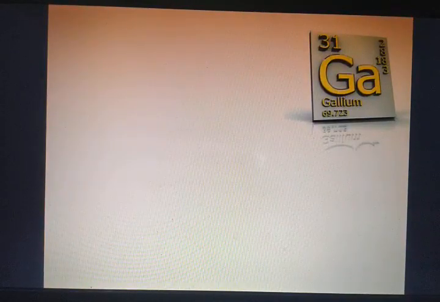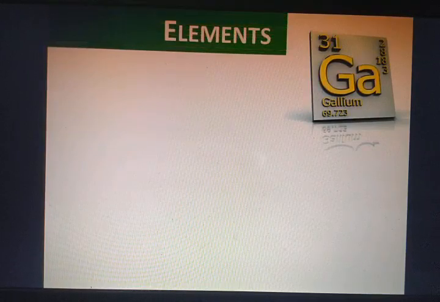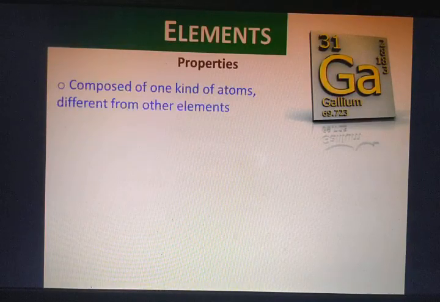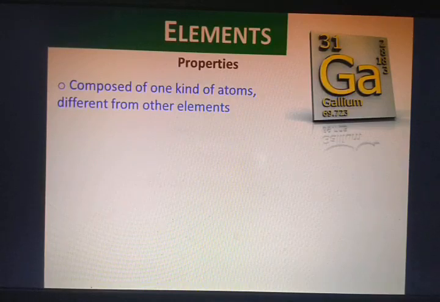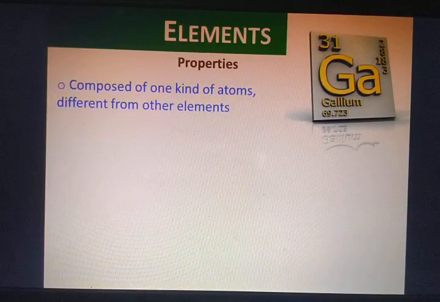By the symbol itself, those who are aware of it can easily make out what the symbol states, that is elements. So today we will discuss elements. The first property: composed of only one kind of atoms, different from other elements. An element contains only atoms of the same element. If the element is iron, it will contain atoms of iron only, but the properties of those atoms will be entirely different from the atoms of sodium metal.